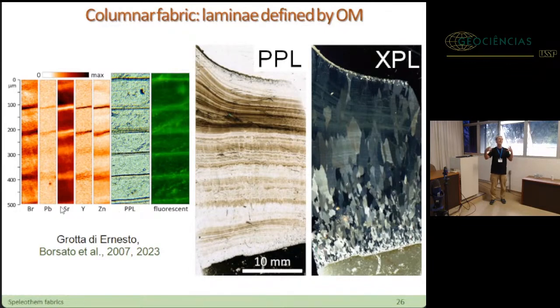So strontium and organic are fighting against each other. They are enemies. And for this reason, we can't just use strontium for the lamina counting. But we can combine the lamina counting with many other elements, and this will give a much more robust data. We can see how the columnar laminated fabric looks.